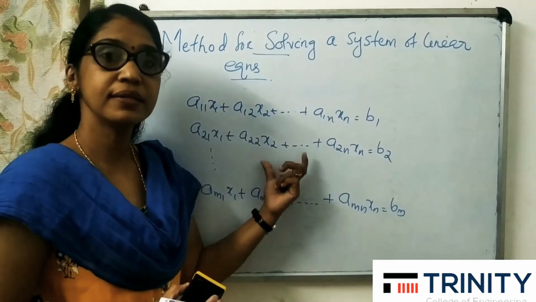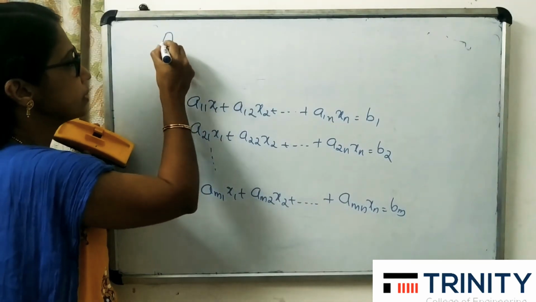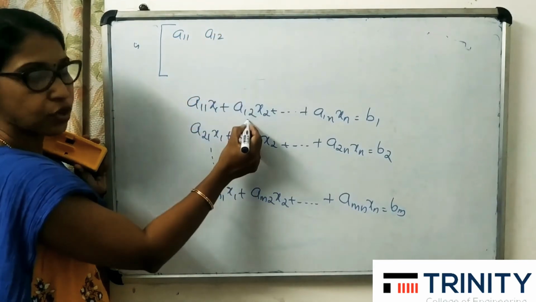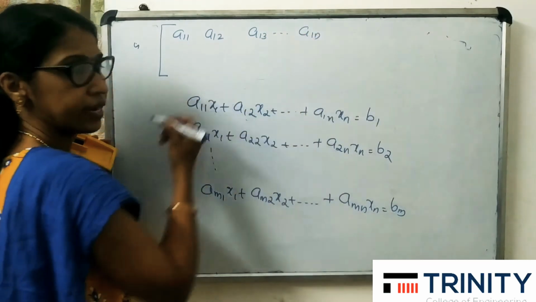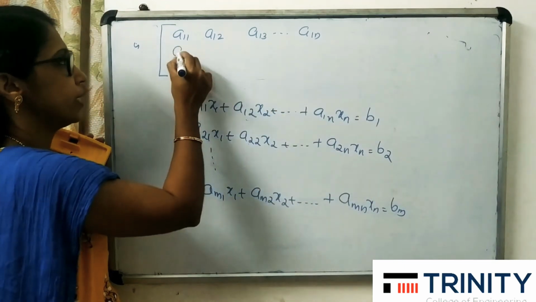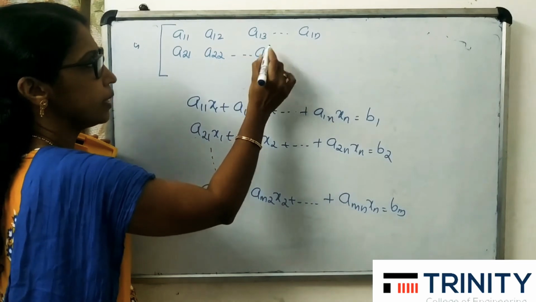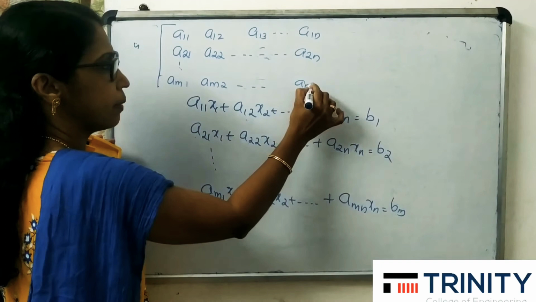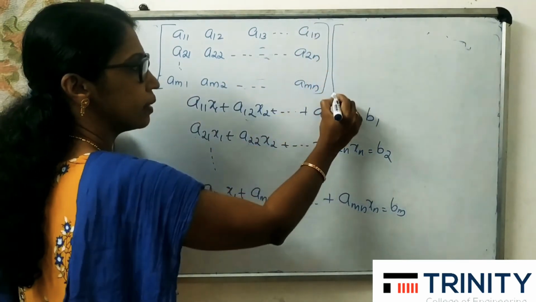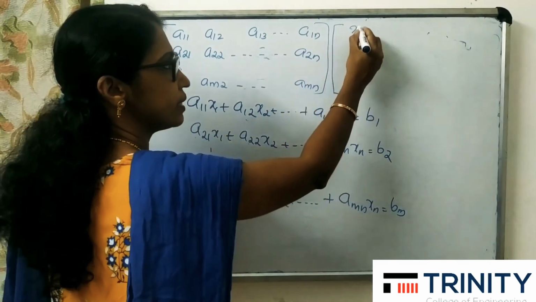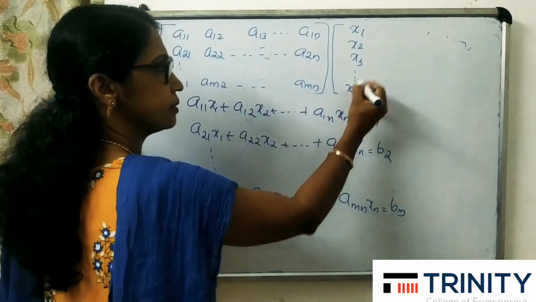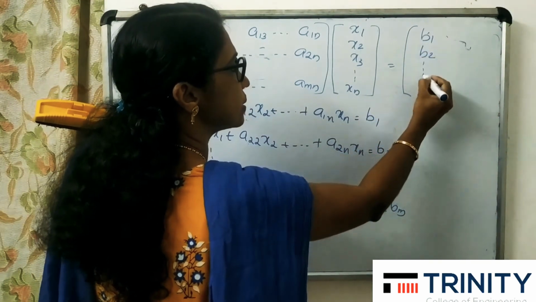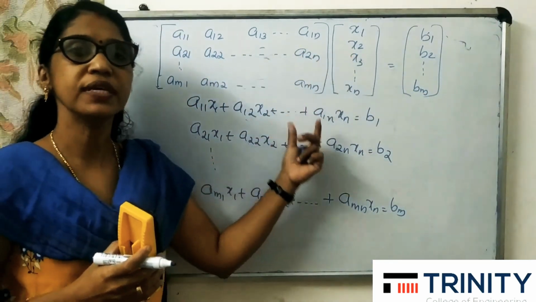Now, how to write these equations in matrix form? Here, matrix A: we can write this as a11, a12, a13, etc. a1n, first row; second row a21, a22, etc. a2n; etc. Last row am1, am2, etc. amn, into the unknowns x1, x2, etc. xn, written as a column matrix, and this is equal to the column b1, b2, etc. bm. Okay, this is the matrix form of these linear equations.